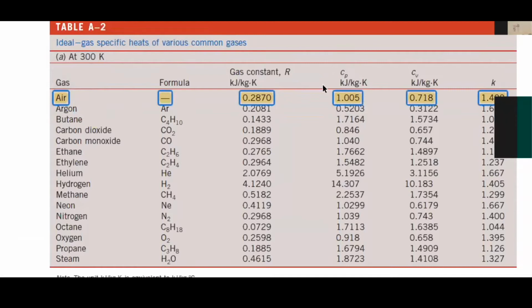CP, we're going to consider this throughout. That's the approximation we're doing. CV as well throughout. And then K will be CP over CV. So this 1.005 divided by 0.718 is 1.4. You can do it on your own if you want to, or you can just grab it straight. And go ahead and grab the R constant. We're using this eventually as well.